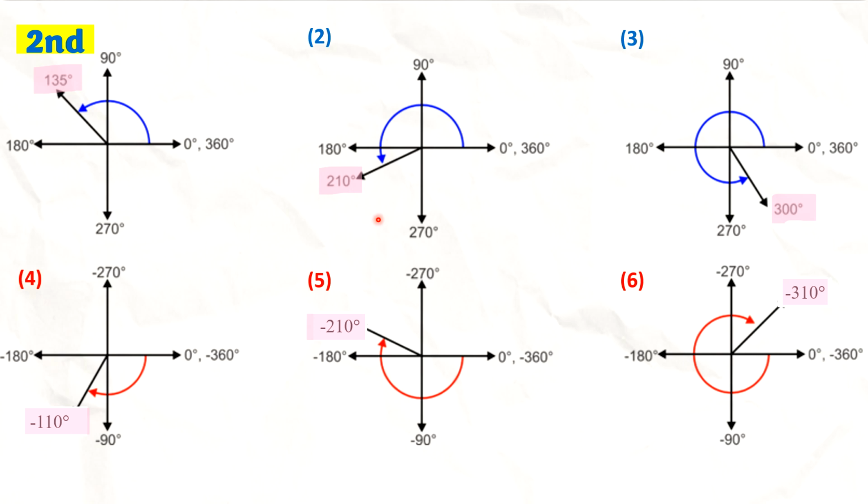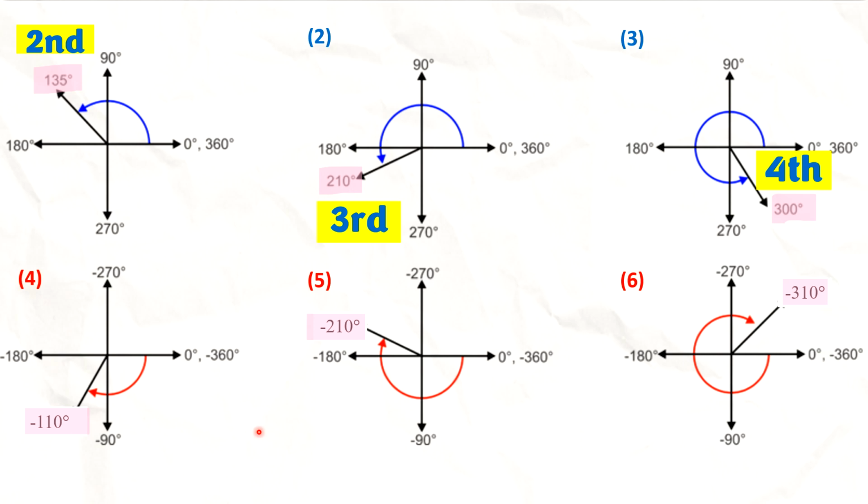In the second example, we have 210. In this case, this angle lies in the third quadrant. And in the third example, we have 300 degrees. If we look at it, the angle actually lies in the fourth quadrant. So it is easily done with positive angles.